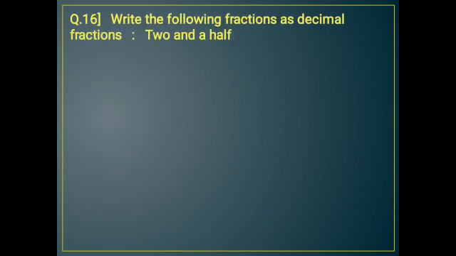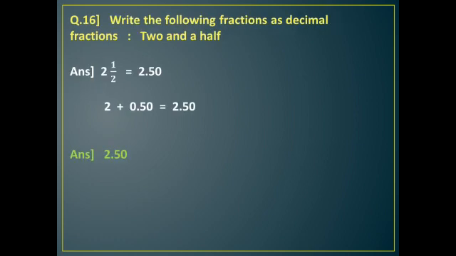Next, question number 16. Write the following fractions as decimal fractions, that is 2 and a half. So here the options are 2.50, 25.0, 250.0. So how we are going to write, you can see here 2 we are going to write as it is, then half, that is 1 upon 2. So 2 we are going to write as it is plus, how we write half, 0.50. So when we add it we get the answer as 2.50. So the correct answer is 2.50.